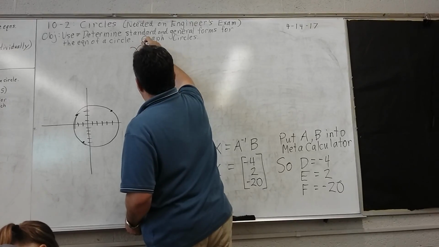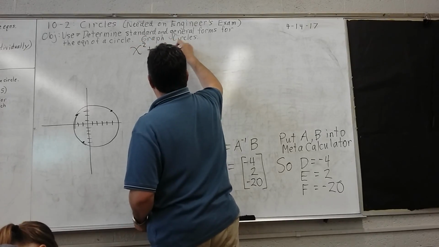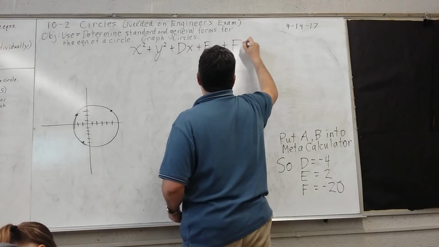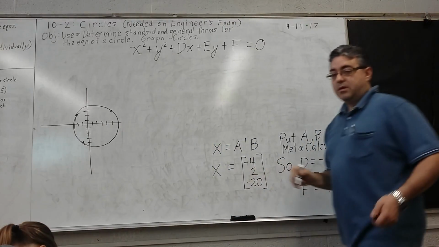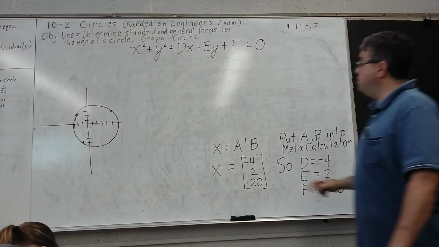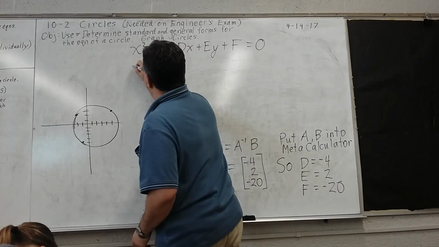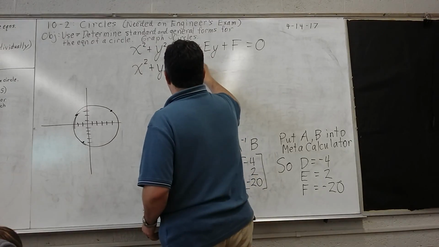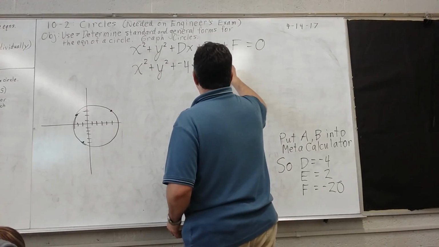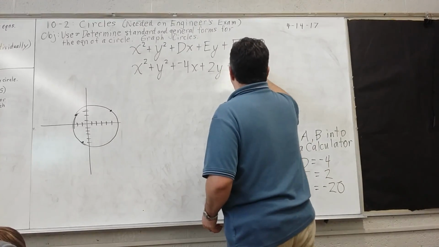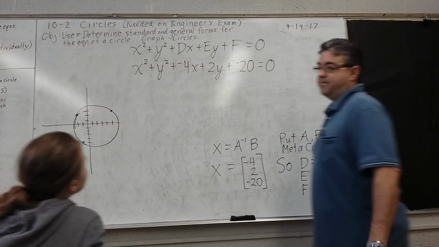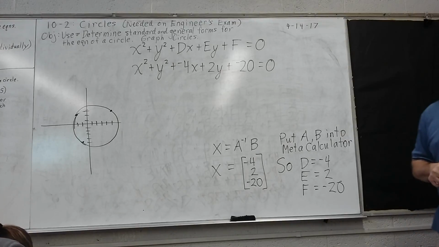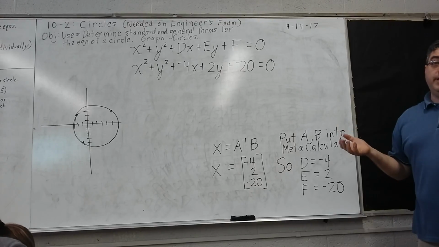Remember we had x squared plus y squared plus dx plus ey plus f equals 0. And all we're going to do is put in d, e, and f now. So now we've got x squared plus y squared plus negative 4x plus 2y plus negative 20 equals 0. And from there, it's example 3.